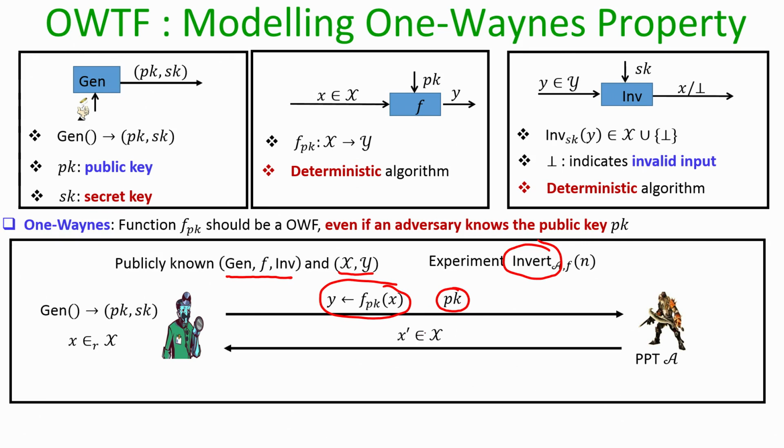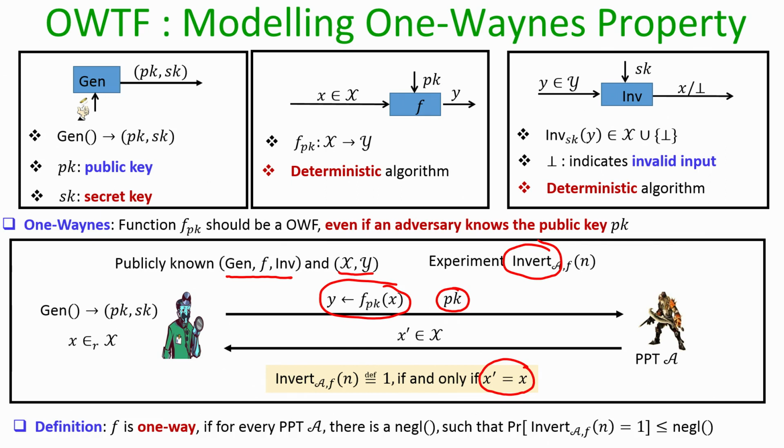So, basically the adversary, after a polynomial amount of time, is going to output some x dash from the domain of the function f, and we say that the experiment output is 1, meaning that the adversary has won the experiment, if and only if adversary A is able to correctly come up with the input x which has given the output y.